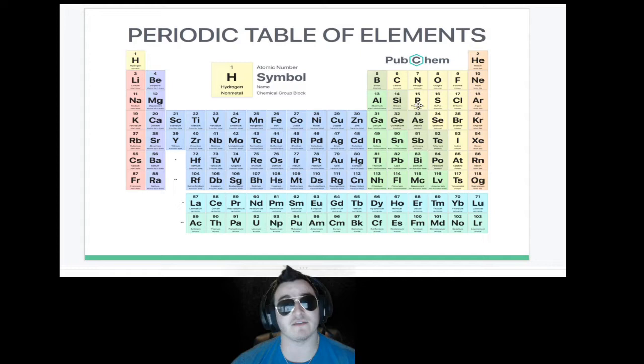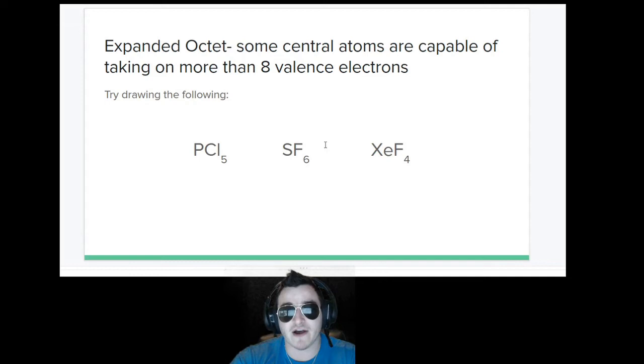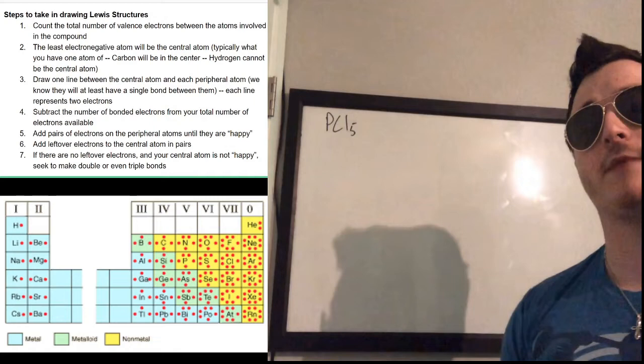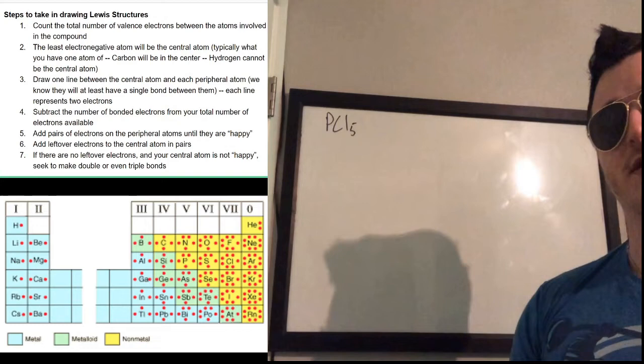So now, let's practice drawing some of these structures here. PCl5, SF6, XeF4, xenon tetrafluoride. You will find these examples in your notes. With the final drawings of this video, we're going to be showing you some examples of central atoms that can have an expanded octet. Therefore, they have more than eight valence electrons when everything is all said and done. We're beginning with PCl5, phosphorus pentachloride.